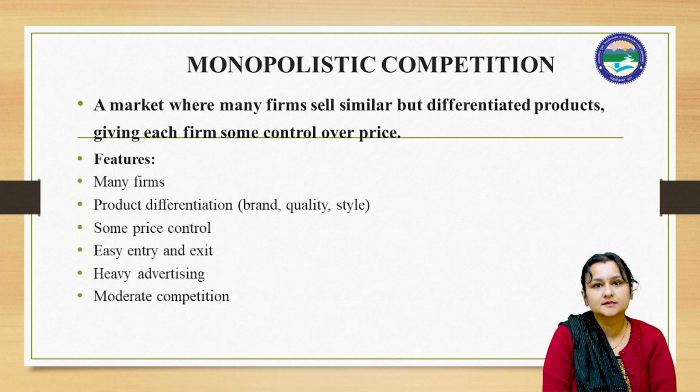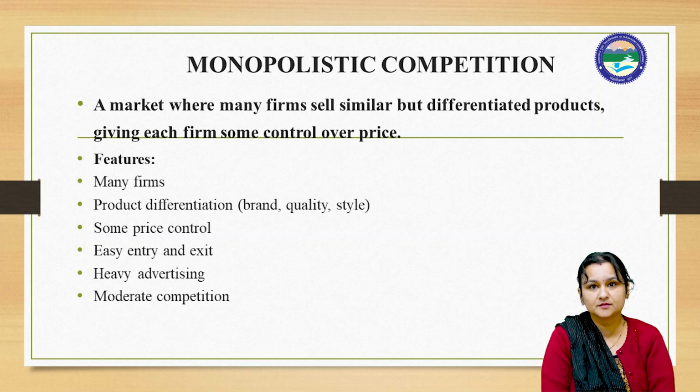Now the next is monopolistic competition. So what is monopolistic competition? It is a market where many firms sell similar but differentiated products, giving each firm some control over prices. So the firms have similar products, but each product is differentiated from the products of other firms.